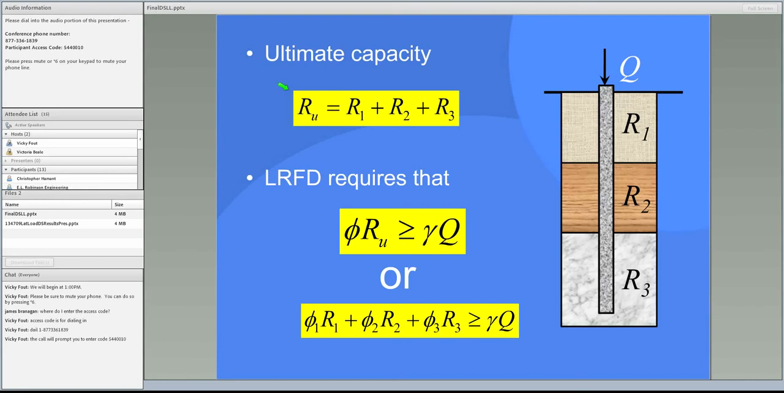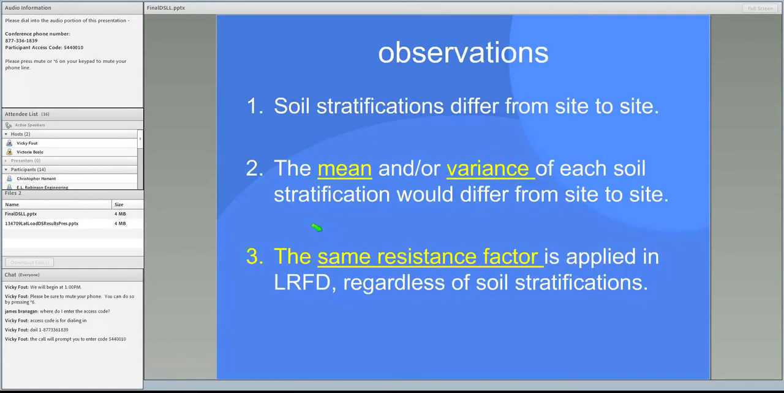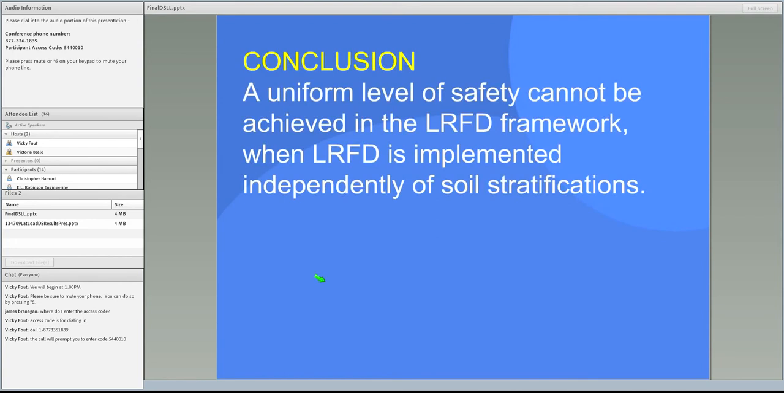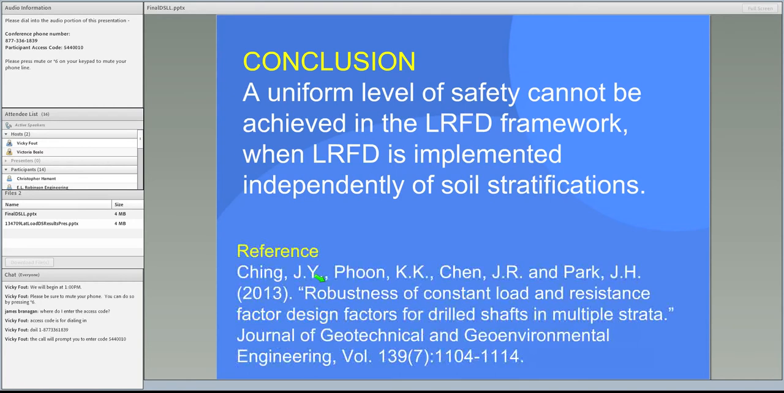And this conclusion was pointed out in a recent paper here. Now the problem is, how can we address the issue? How can we accommodate the uncertainties in the foundation design? What we are doing at the University of Akron is that instead of trying to calibrate the resistance factor, we develop a computer-based program. The computer-based program is used to calculate the reliability index or failure probability.